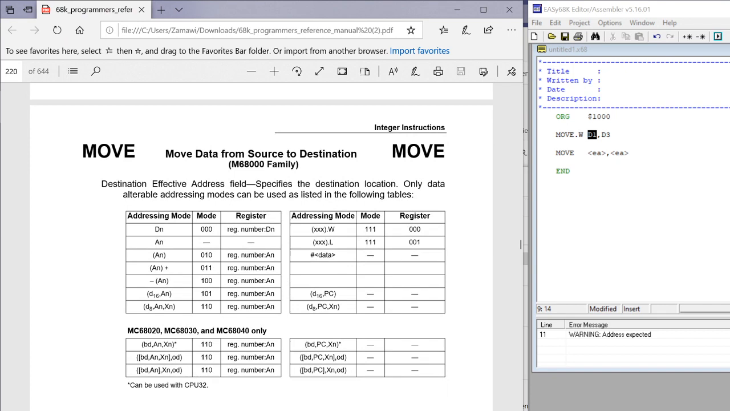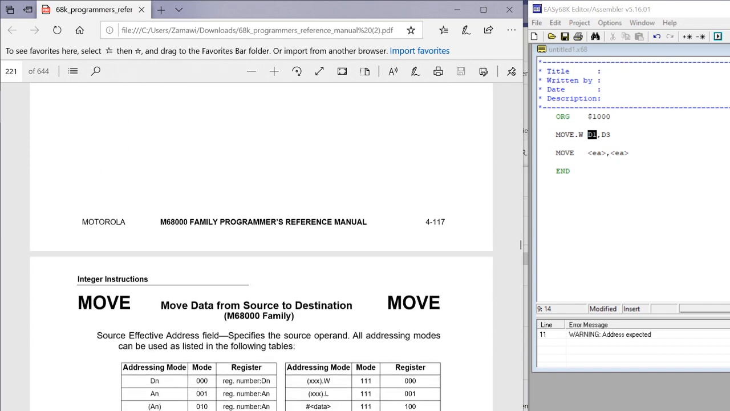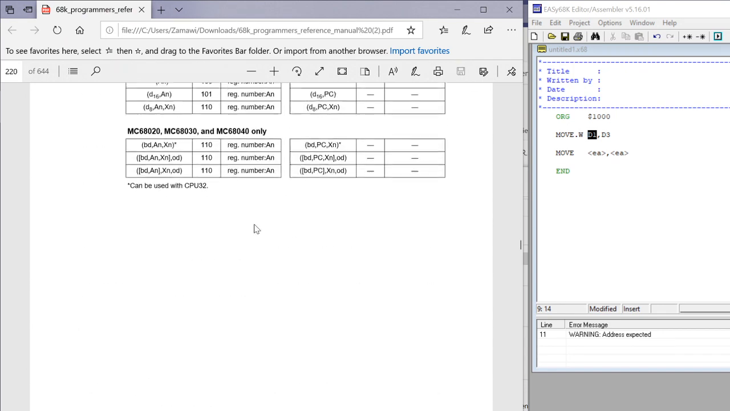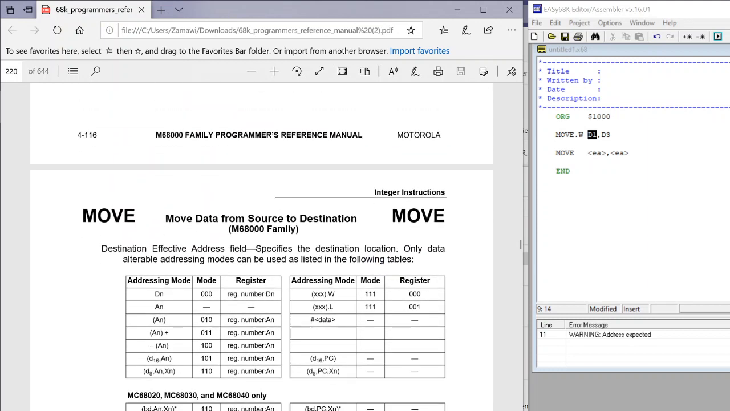Here and here. So read this one, right? The first one is for the destination effective address. For the destination effective address field, which is this one. This is destination effective address. This one will specify the destination location. So this is a table you need to refer to. Okay, so here you have the addressing modes. This is your command. Then you have the mode, and you have the register. So basically you are referring to this table.